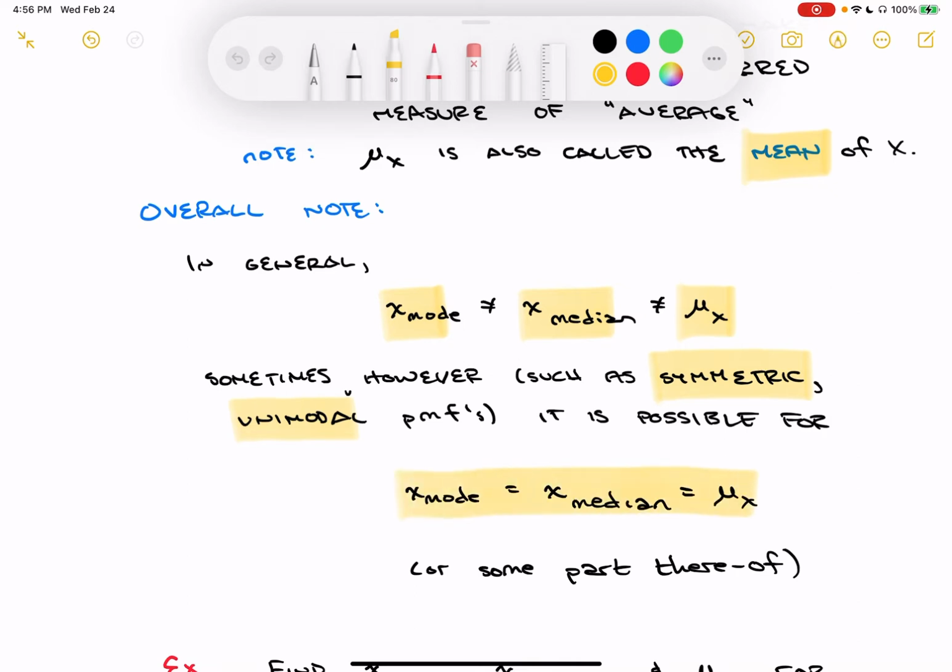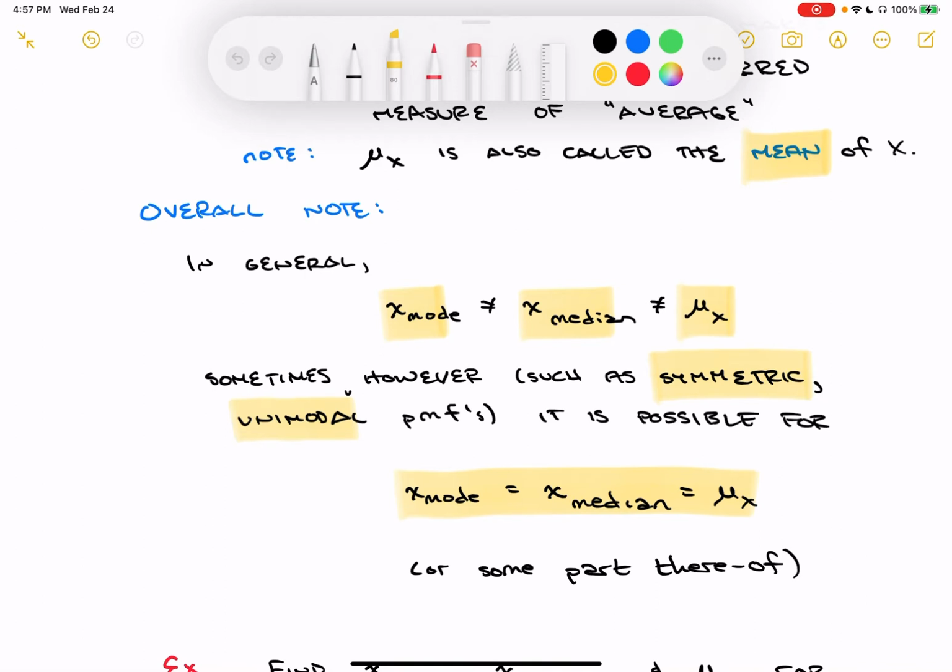Usually when all three are equal to one another, you don't have these kind of weird outliers way out. And you usually don't have some sort of weird skew or asymmetry in the underlying distribution. Usually when all three are equal, it's more indicative of a high likelihood in the middle and a symmetric distribution.